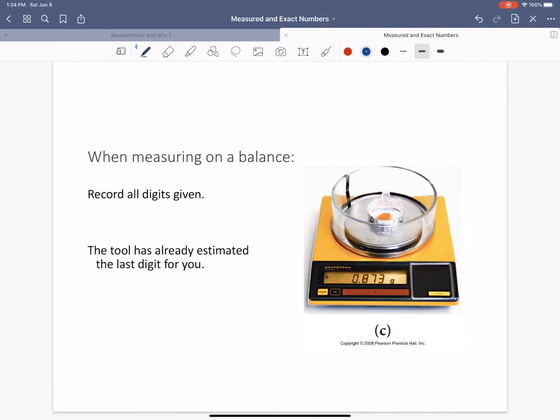When measuring with a balance, you'll remember we don't need to estimate. The balance will do that for us. So we just record all the digits given. Here I have a balance that has the decimal right there. Tenths, hundredths, thousandths. It's measuring to the thousandths of the gram. And so we would call this a milligram balance.